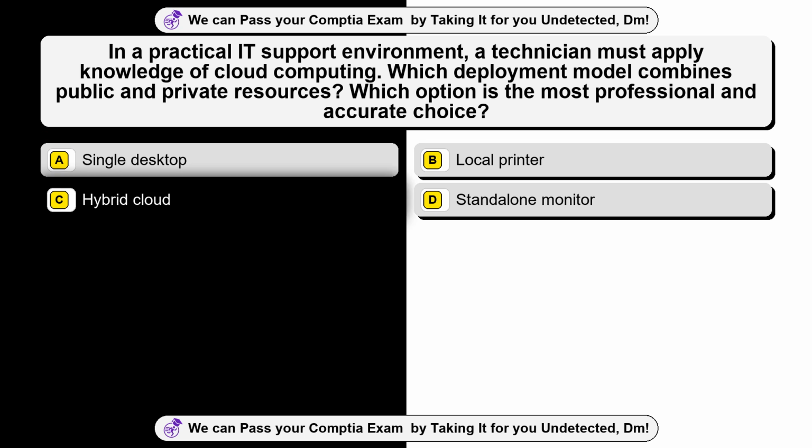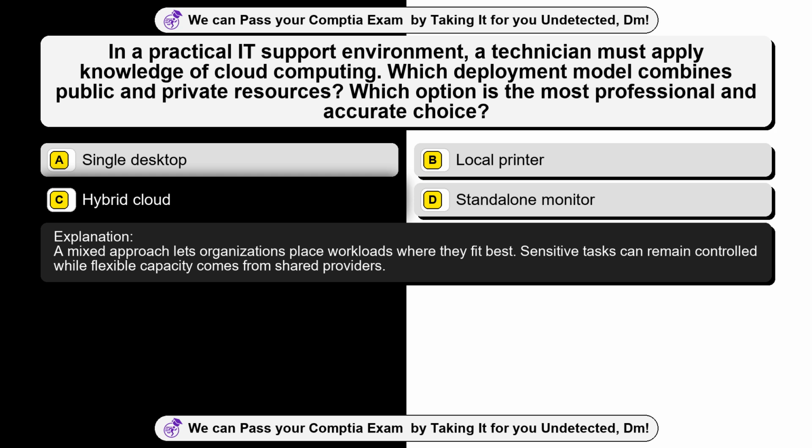The correct answer is option C, hybrid cloud. A mixed approach lets organizations place workloads where they fit best. Sensitive tasks can remain controlled while flexible capacity comes from shared providers.